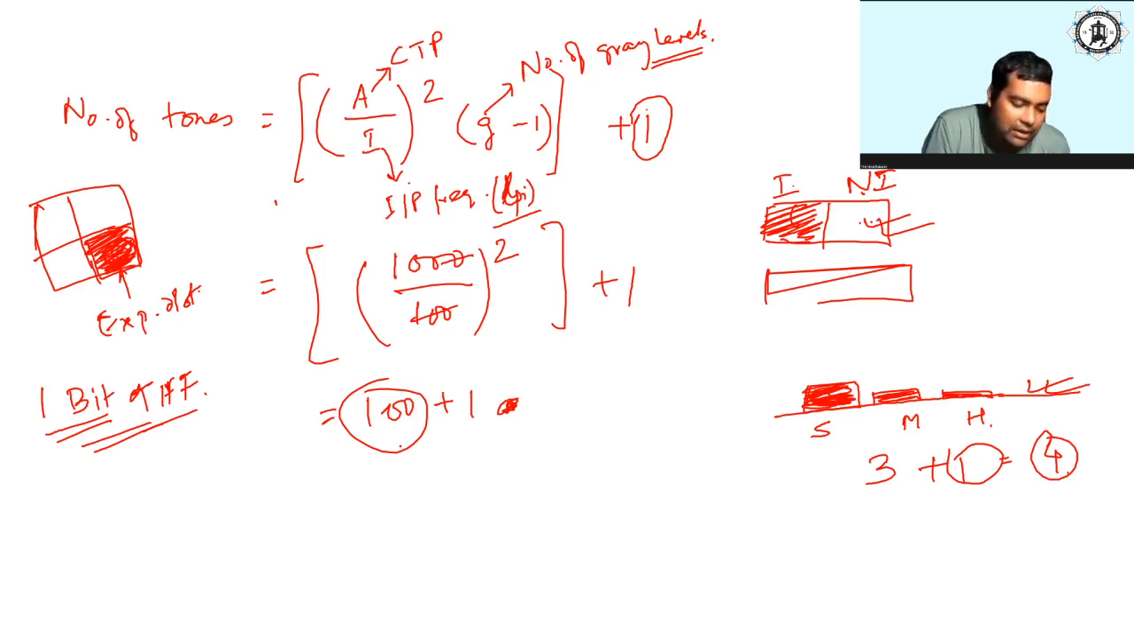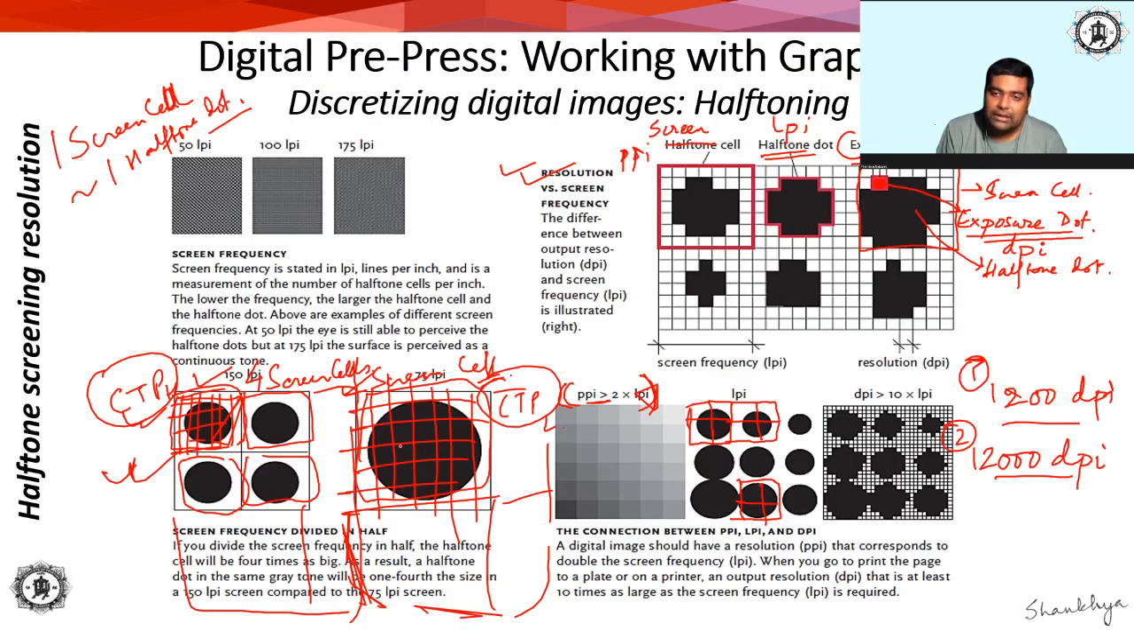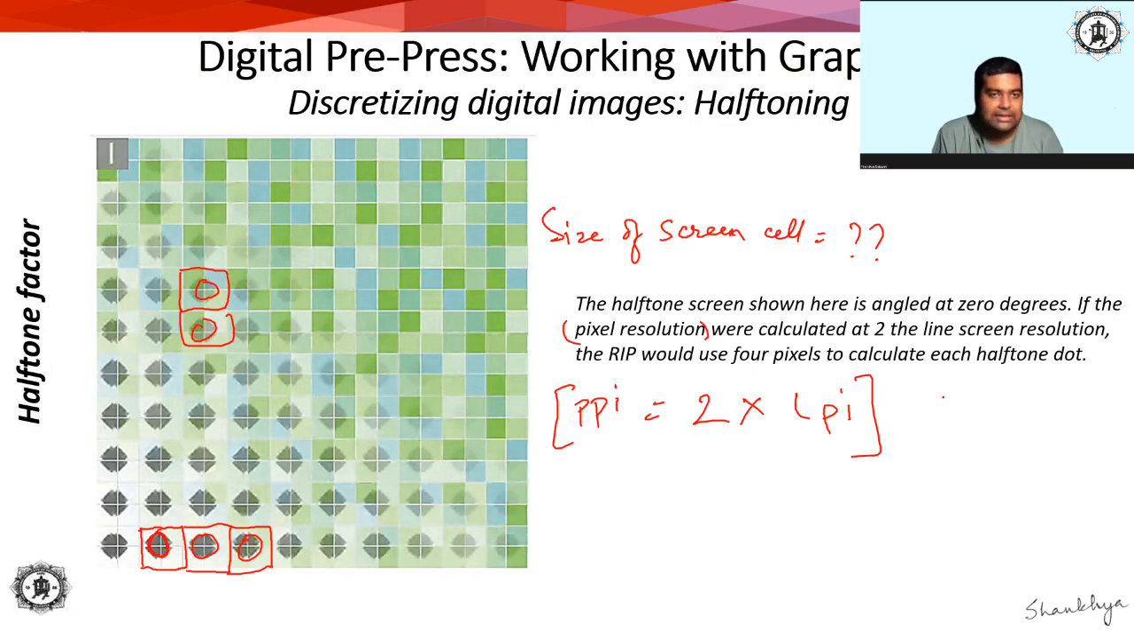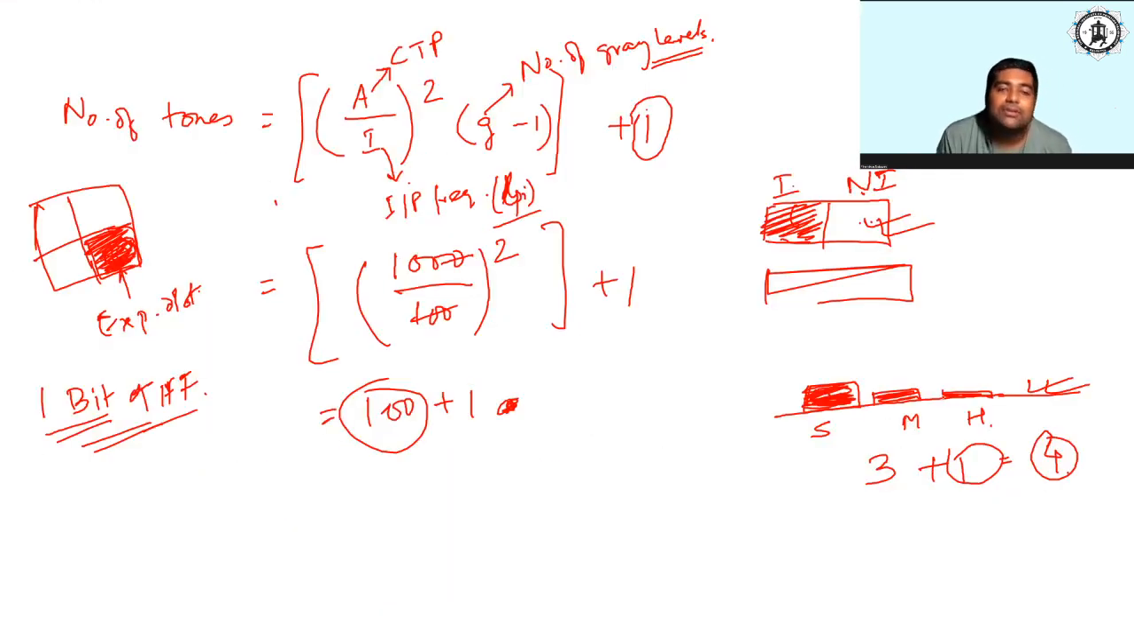See, if you go back earlier, it was said here that DPI should be greater than 10 times the LPI. Why did it say that? The PPI is 2 times LPI, that we have established. Now the question is, why is DPI said to be greater than or equal to 10 times LPI? Why is it that?